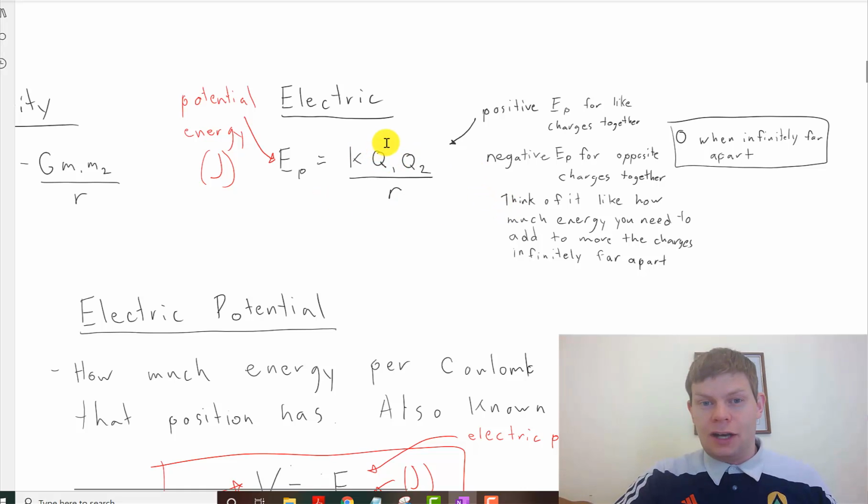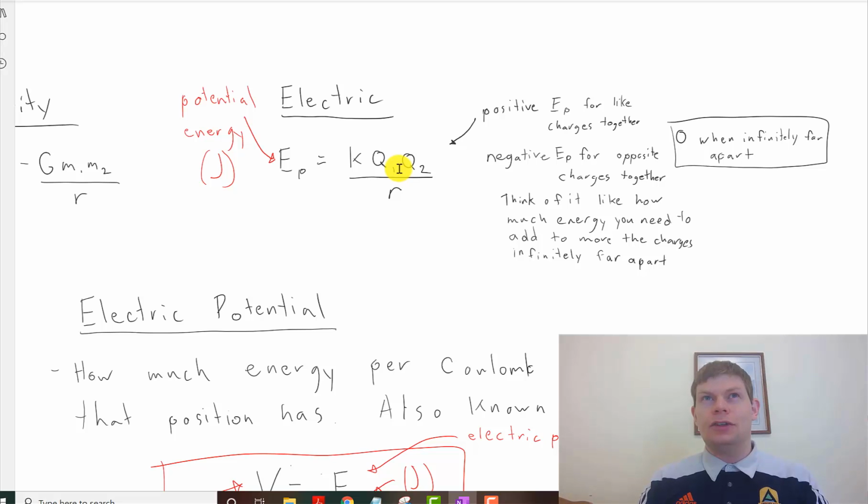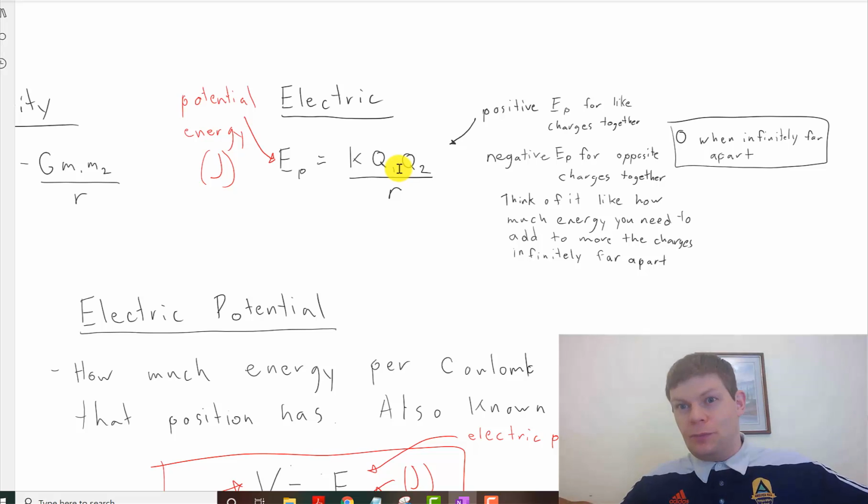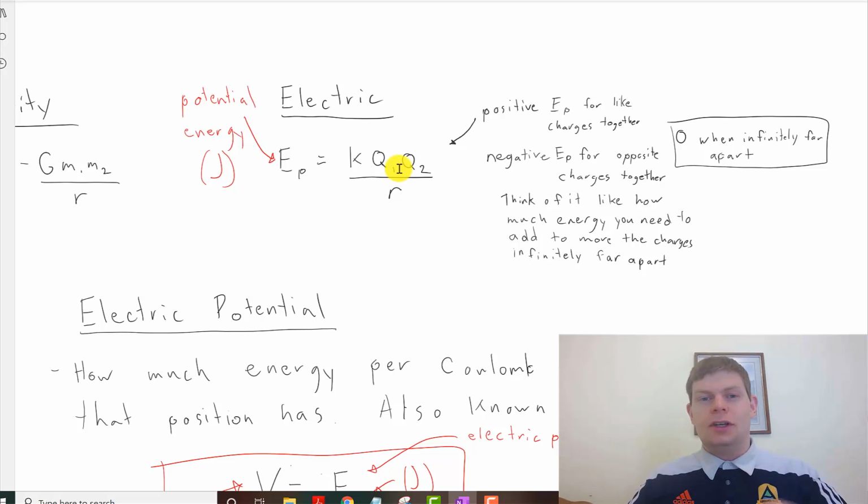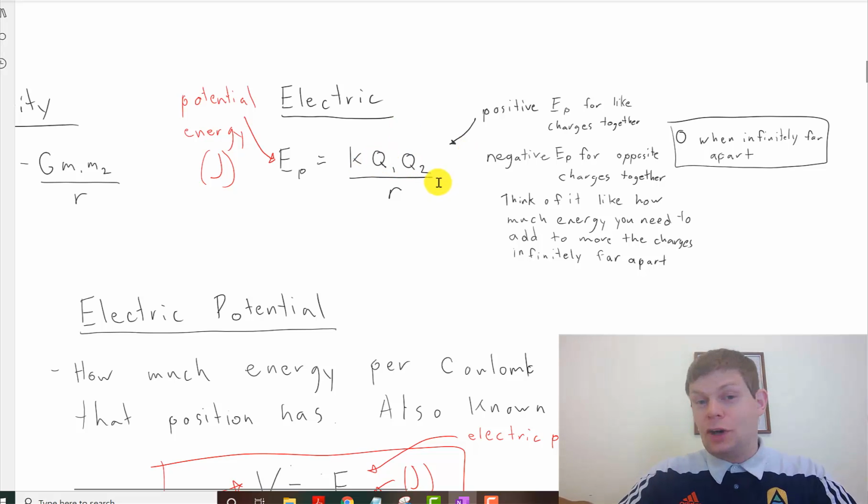Whereas if they have opposite charge, one negative and one positive, they will try to come together as quickly as they can. They will attract, and so it would take more energy to separate them infinitely far apart if they were together. So it's negative potential energy if they're opposite charges and attracting, just like gravity attracts and it's negative potential energy. If they're repelling, it's positive potential energy.